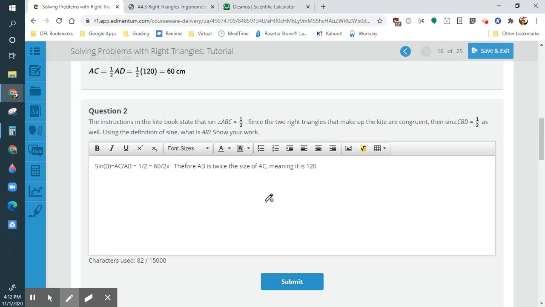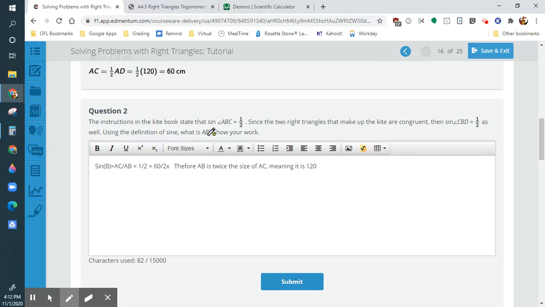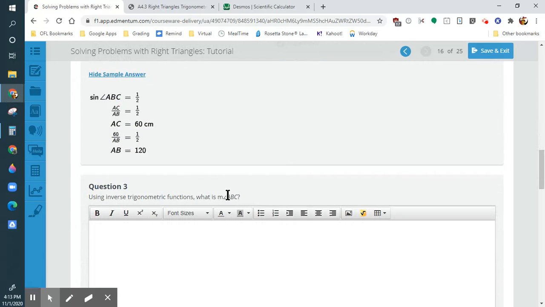Then the definition of sine for AB. We already did that. AB. It didn't say DB. I think Edmentum made a mistake. They're supposed to say DB for this. So you could technically say the same thing, but since they're asking me to solve for AB twice essentially, I'm just going to leave it like that.